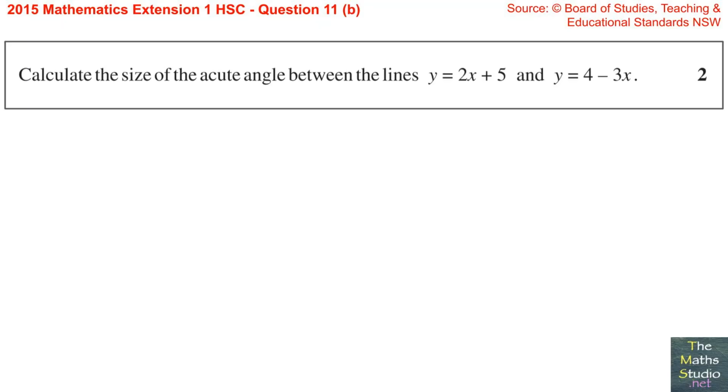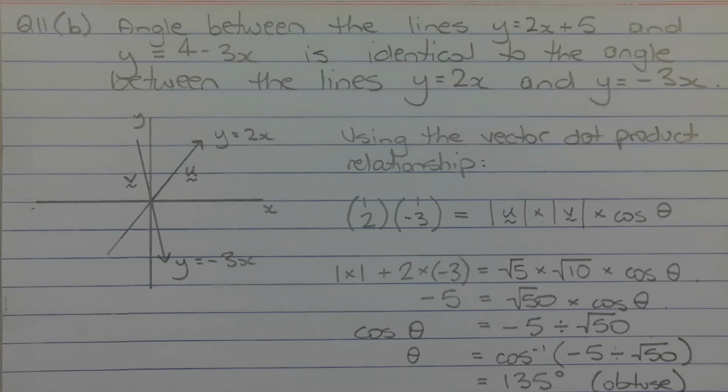Question 11, Part B. Calculate the size of the acute angle between the lines y = 2x + 5 and y = 4 - 3x. We can use either trigonometric techniques or vector techniques to find the angle between the two lines. In this solution, I'm going to use vector techniques, and in particular the vector dot product relationship to find the angle between the two lines.